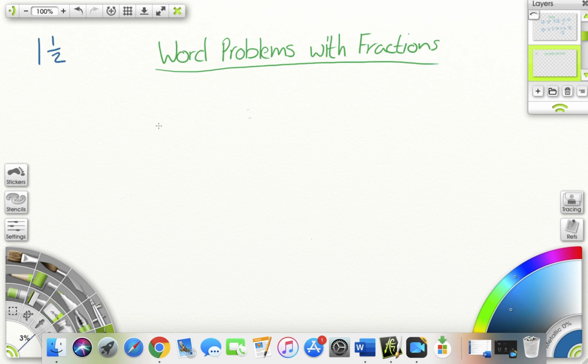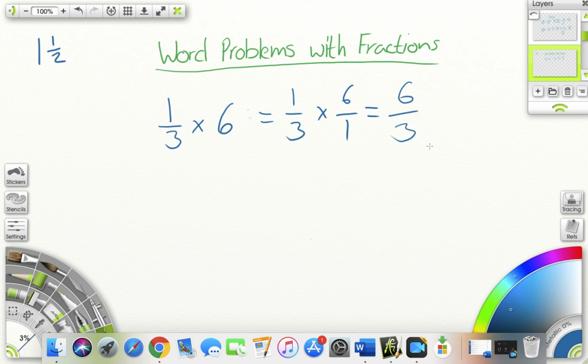So she needed a third of an hour instead of a quarter. So I take 1/3 and I do the same thing. I times it by 6. So I put 6 over 1, and now I do 1 times 6 equals 6, 3 times 1 equals 3. How I can make this into a whole number is I take 3. How many times does 3 fit into 6? Twice. Is there any left over? Nope, so it's just 2 wholes. So that's the first part of this question.